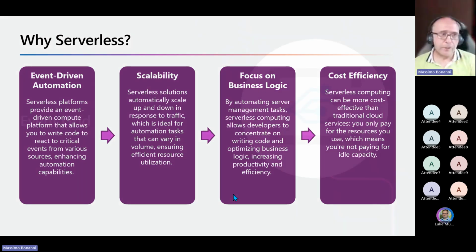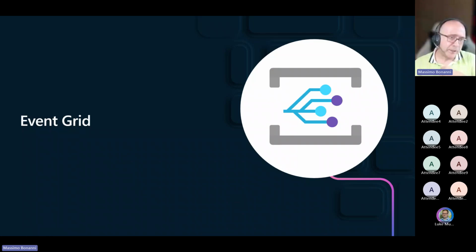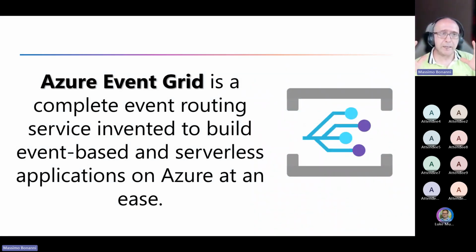So we start from Event Grid. What is Event Grid? Event Grid is an event routing engine that you have in Azure that allows you to catch an event produced by someone, a resource or an external service, and routes this event to a handler. Okay, so this is the React part of our automation.